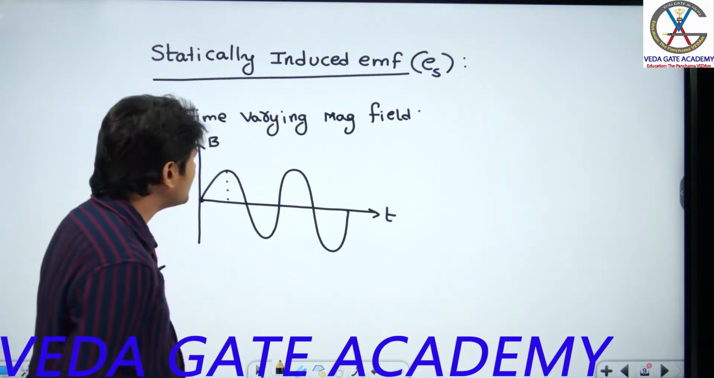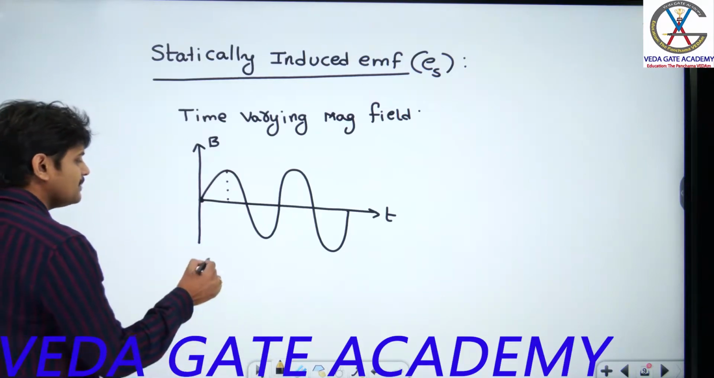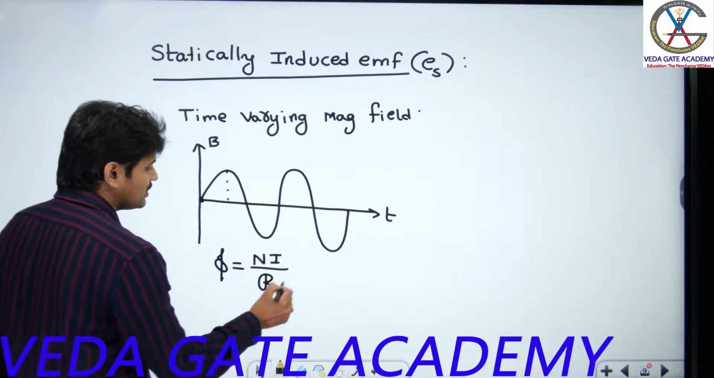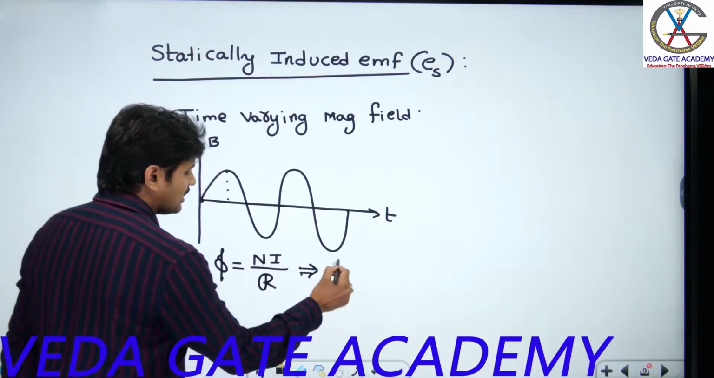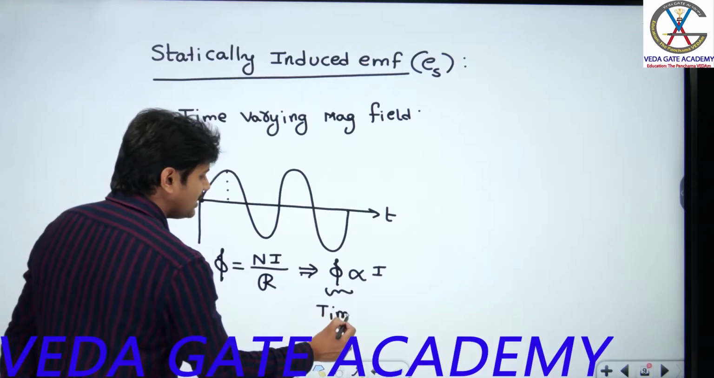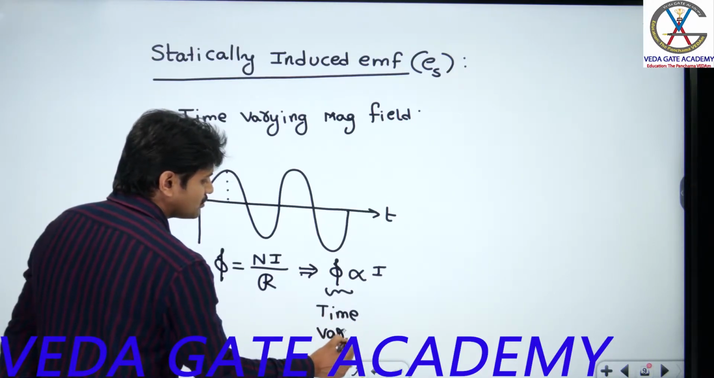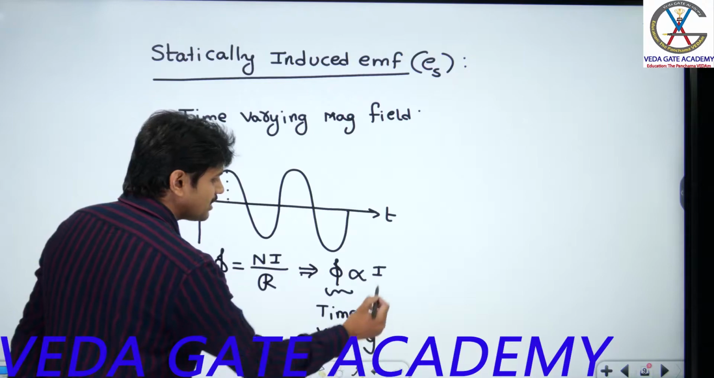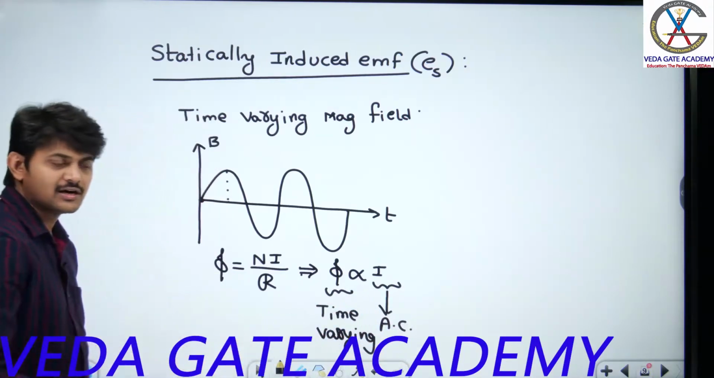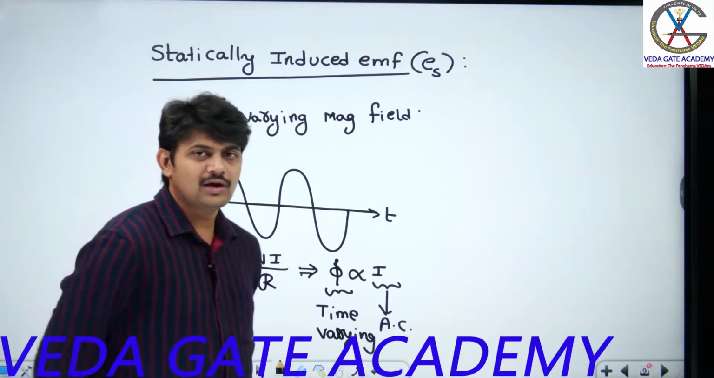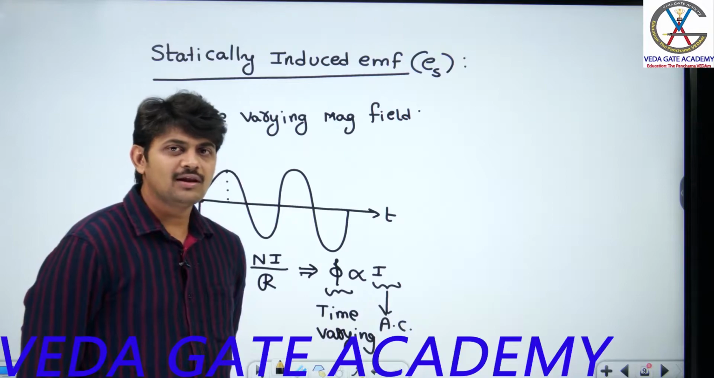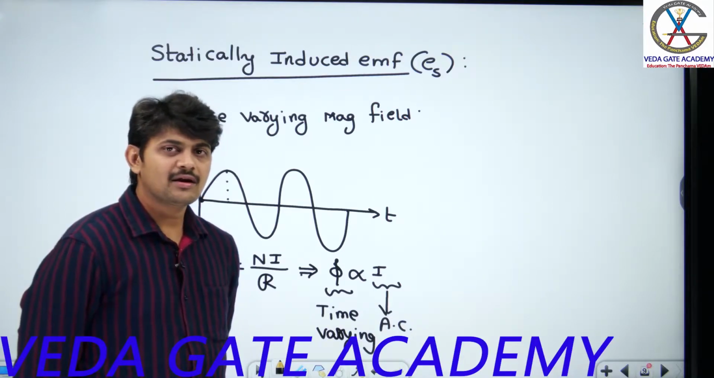Now, in order to create a time varying magnetic field, as we know, flux is equal to mmf divided by reluctance. And we know that the flux is directly proportional to current, right? So in order to create a time varying magnetic field, what kind of current do we have to supply? Do I need to supply DC current or AC current? My current should be alternating in nature. If the current is AC, then the flux we get is time varying in nature. Have you understood? So in order to produce time varying flux, we need to supply alternating current.